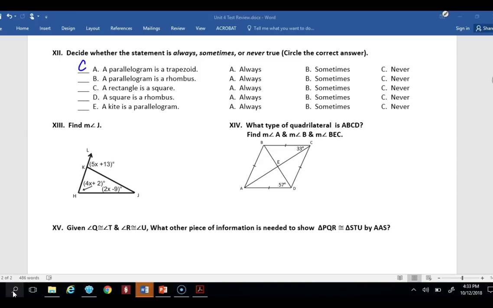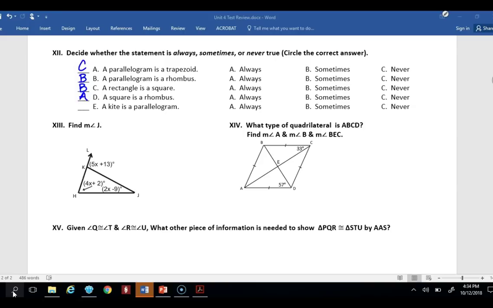And then the next one is a parallelogram is a rhombus. Well, that's sometimes true because a rhombus is a parallelogram, but a parallelogram is not necessarily a rhombus. So then letter C is a rectangle is a square. Again, this is sometimes true. A square is a rectangle, so a rectangle could sometimes be a square because the definition of a rectangle is that it has 4 right angles. Then letter D is a square is a rhombus. Well, a square is always a rhombus because a square has 4 congruent sides, so that's letter A.